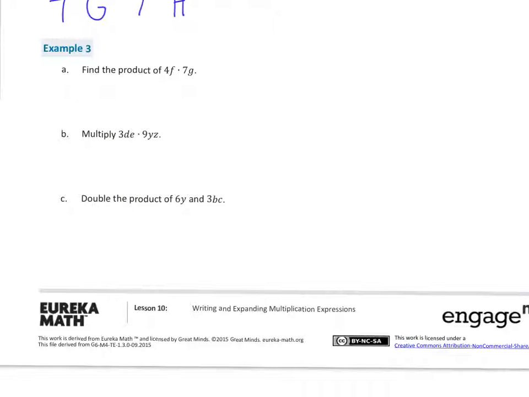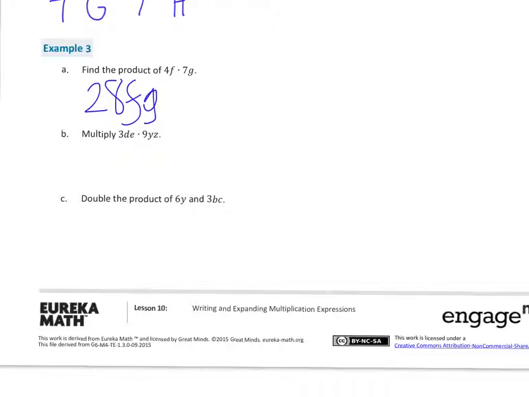Now for this one, it's telling us to find the product. So find the product of 4f times 7g. Here's the issue. Do we know what f and g are? No. So we're just going to solve it as far as we can. We know that 4 times 7 is 28. And we're still going to have our f, and we're still going to have our g. So that's as solved as we can get. 28fg, which still means 28 times f times g.